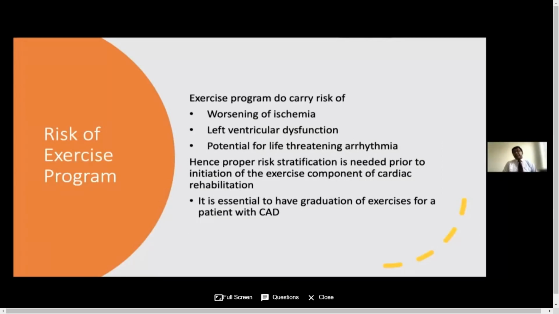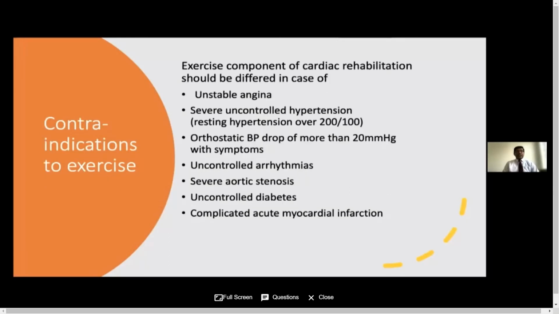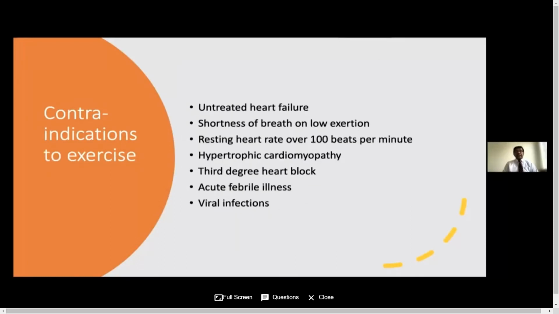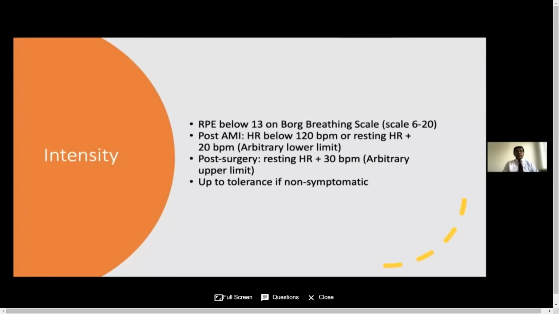However, vigorous exercises can have disastrous effects like worsening ischemia, left ventricular dysfunction, and potential for life-threatening arrhythmia. Hence, proper risk stratification is needed prior to initiation of the exercise component of cardiac rehabilitation. It is essential to have graduation of exercises for a patient with coronary artery disease. So, contraindications to exercise, I'm not going into these things. You can read unstable angina, untreated heart failure, and so on.